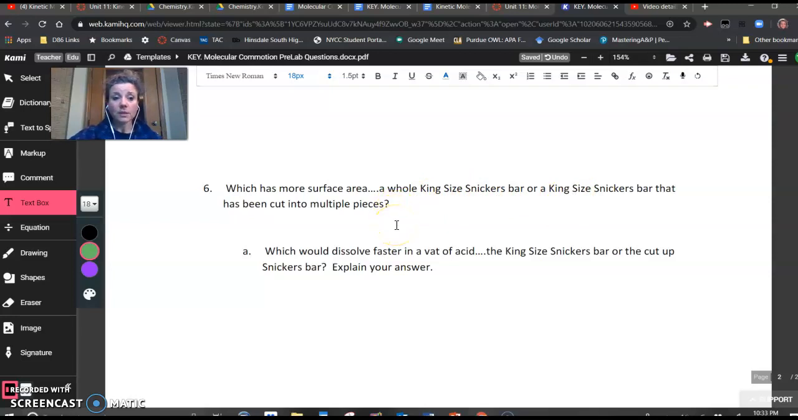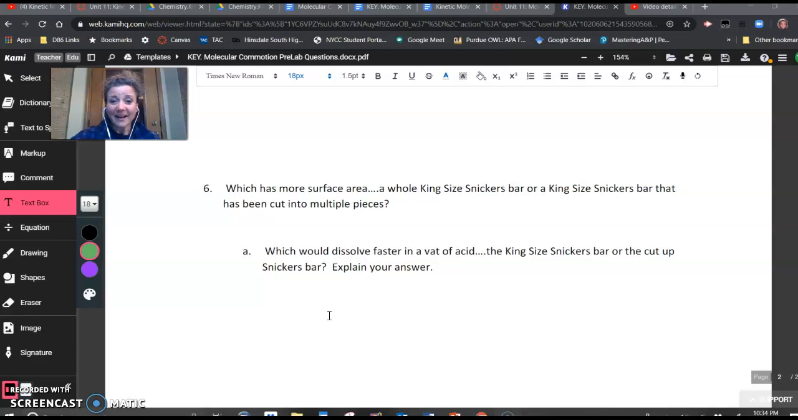One misconception that students have is that since the whole Snickers bar is bigger, it must have more surface area. But in fact, the king-size Snickers bar that has been cut into multiple pieces would have more surfaces. By actually taking that Snickers bar and chopping it up, you are exposing more surfaces to the environment.